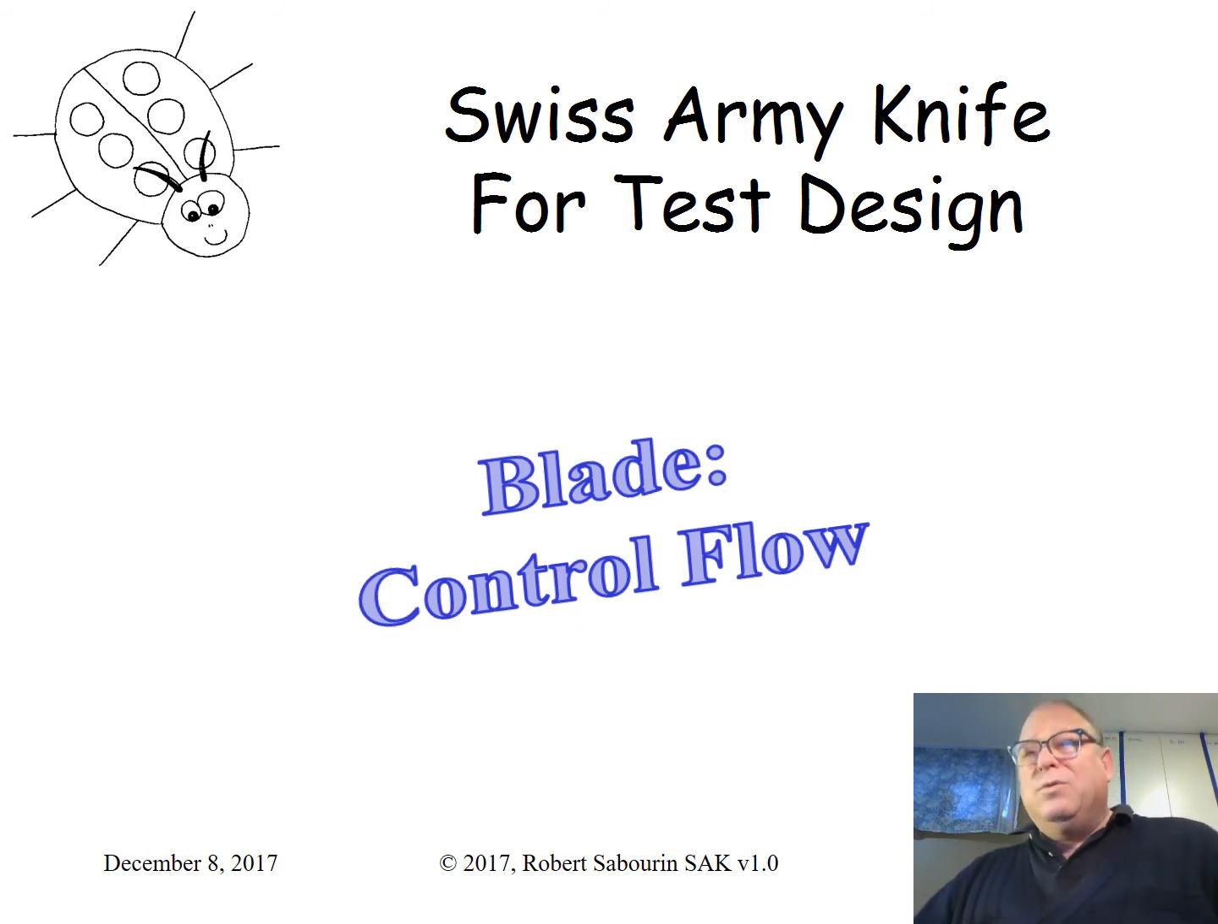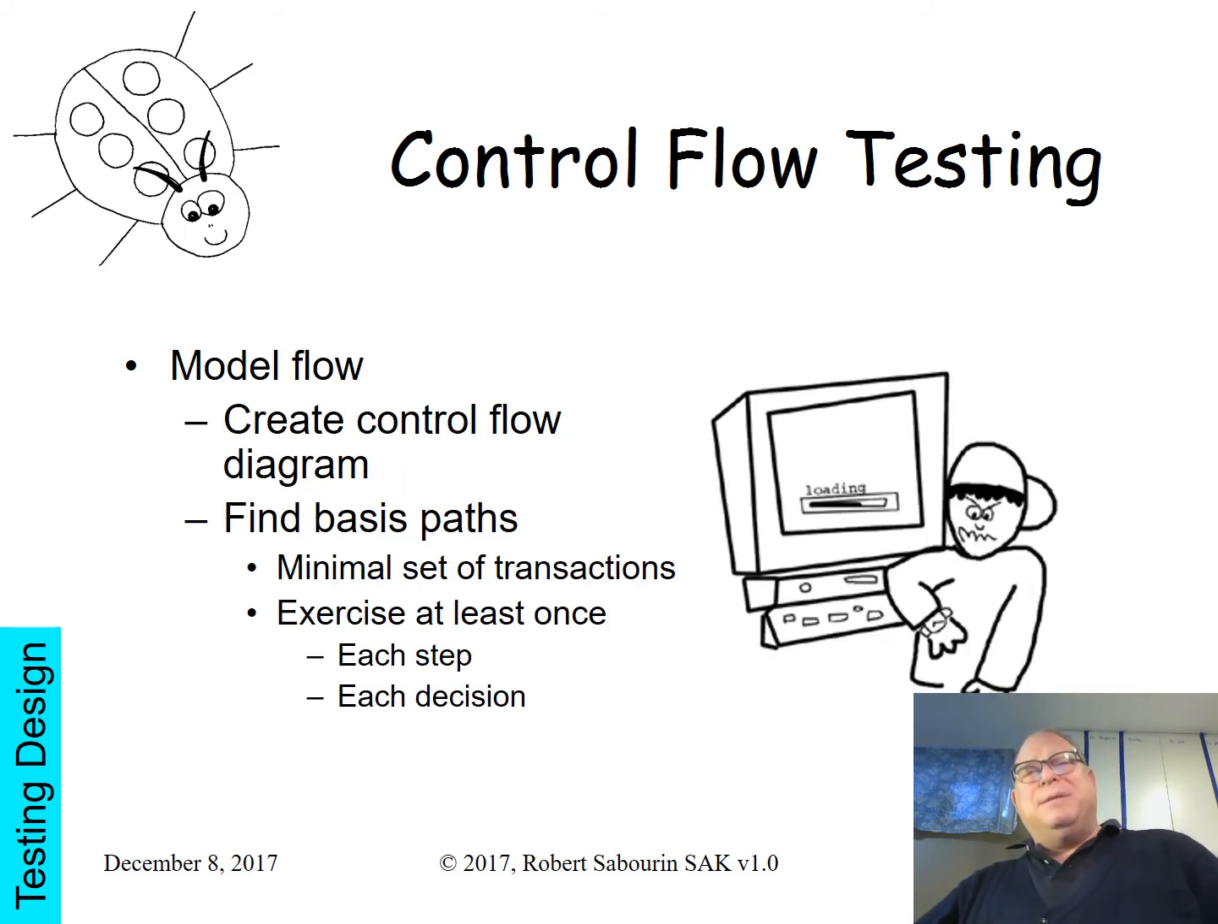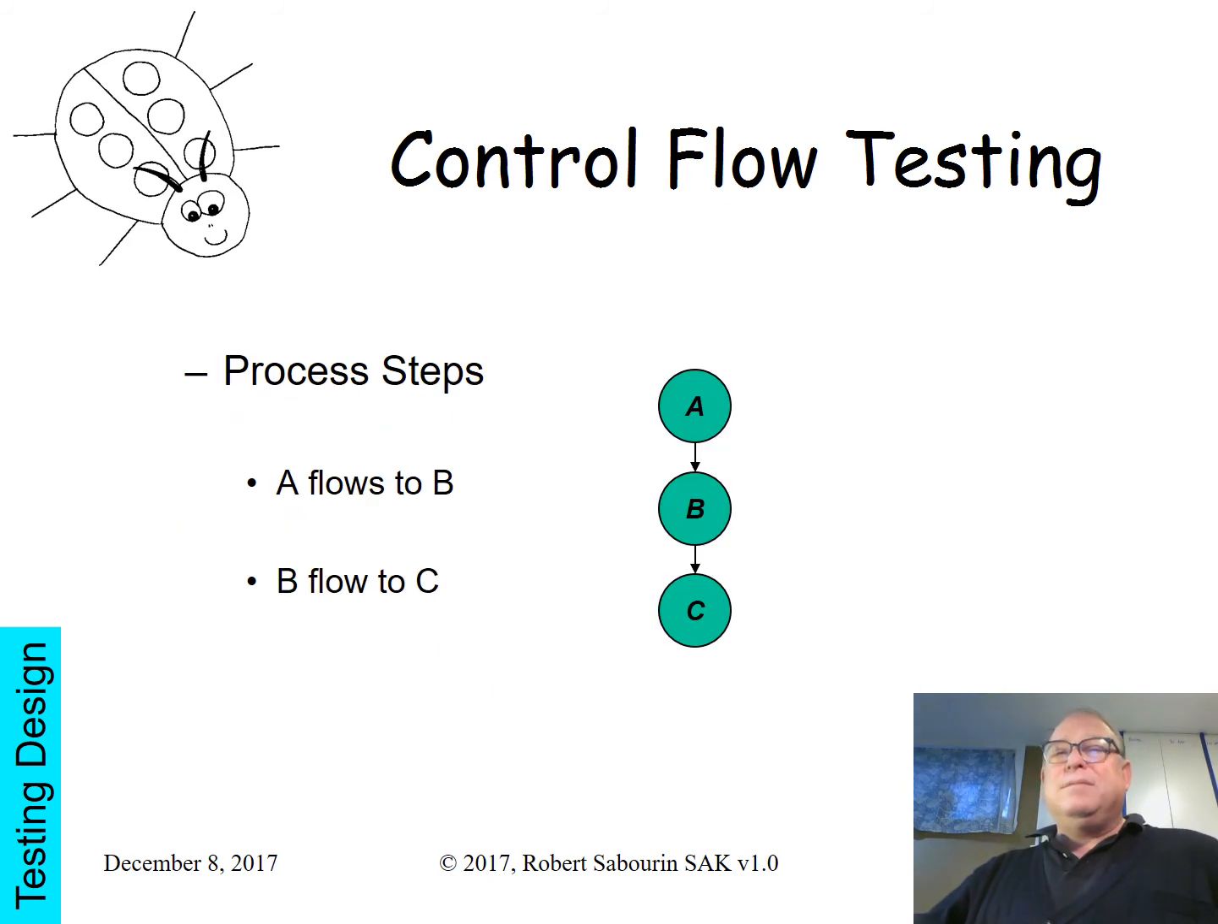There's control flow, which is a test design technique that is very handy when we have workflows, data flows, process flows, code flows, transaction flows. Anytime we have a network of features with different pathways through it, this is a fantastic test design technique. The basic approach: create a control flow diagram, and then we find what are called the basis paths. The basis paths are the minimal set of transactions where we execute every step at least once and every decision, every way it can go, at least once.